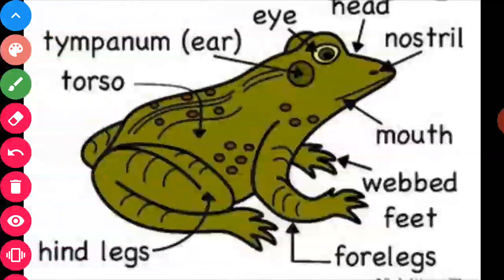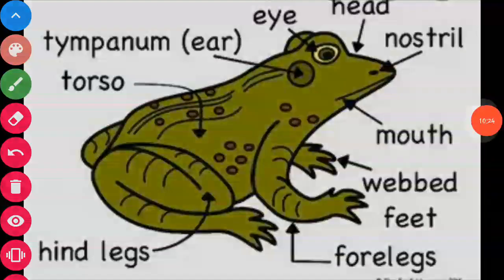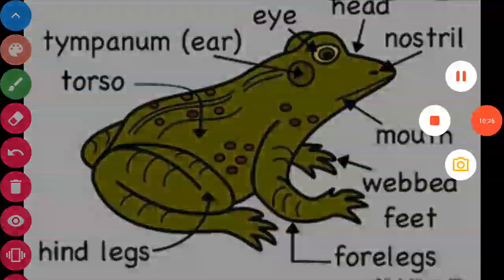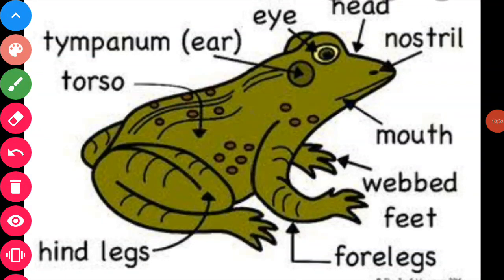Frogs. This is also an aquatic animal. Frog is a kind of animal which can live on both types of habitats. It passes a part of its life in water and the other part on the land. So we can call it an amphibian.